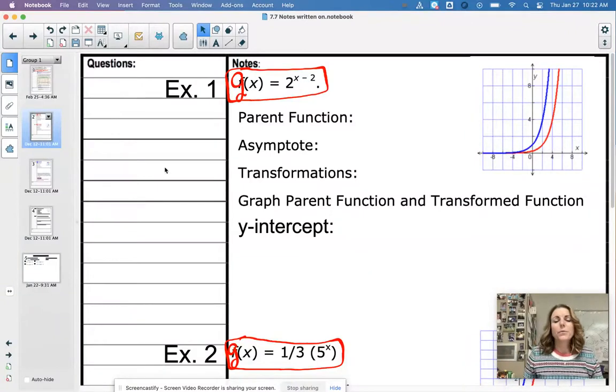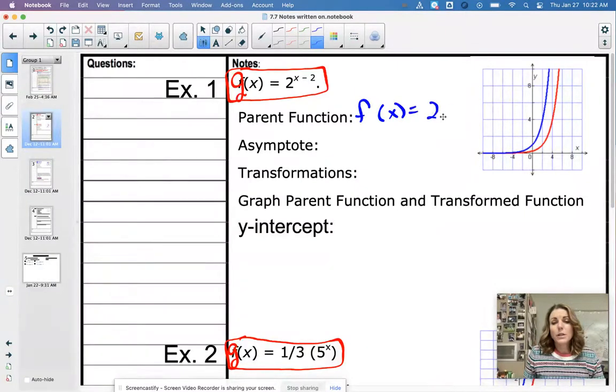Example 1. What we're going to do here is we're given a transform function. We're also given the graph, which we'll work on graphing in class. And we're going to write the parent function. I'm going to put that in blue. So the parent function of this transform function is 2 to the x. This is the blue graph right there. We've graphed this before in the first half of the chapter. Now we're going to talk about the asymptote for the transform function, and the asymptote is y equals 0.